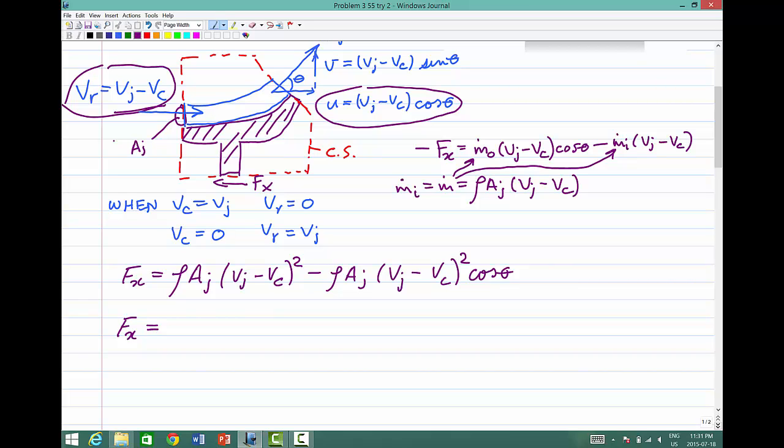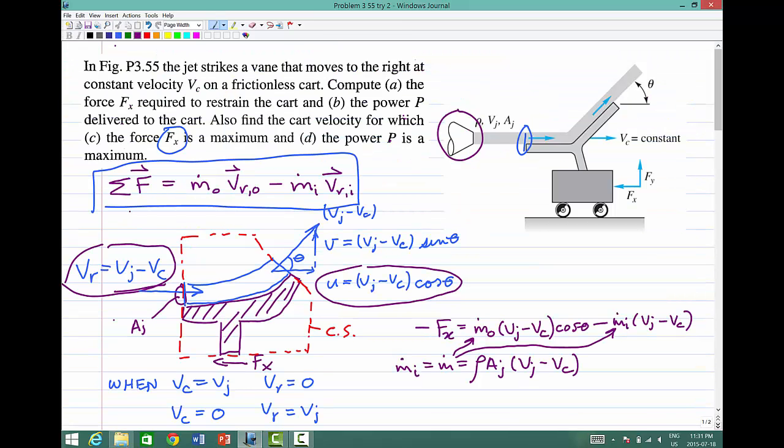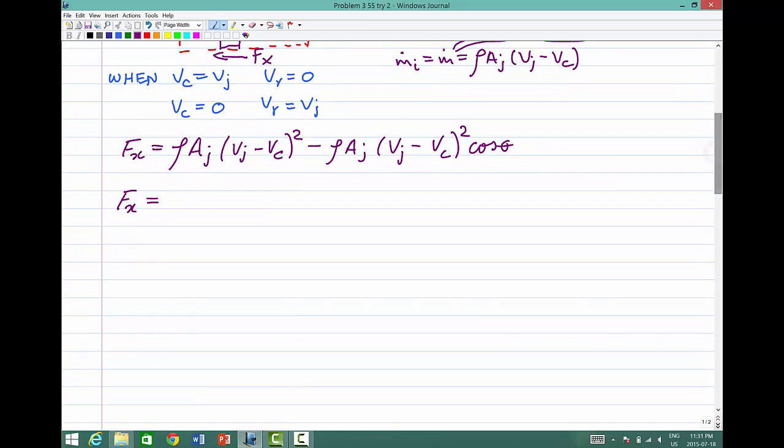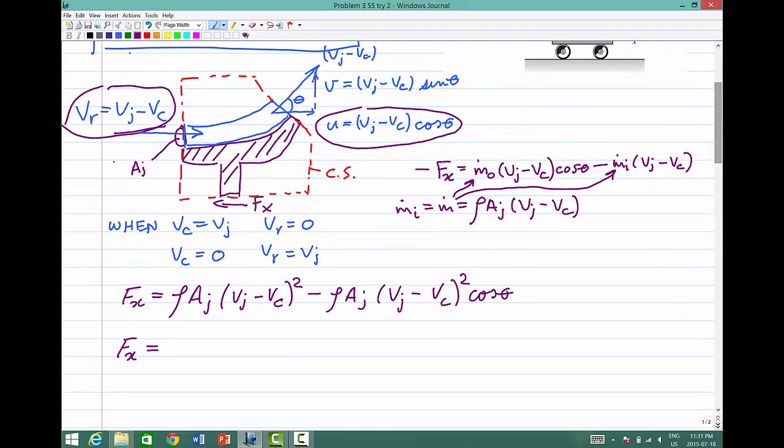It says stationary, or I forgot what it says in the problem here. If we go up, it says to restrain the cart. What it means is to prevent the cart from accelerating. So Fx is the force required to keep the cart from accelerating.